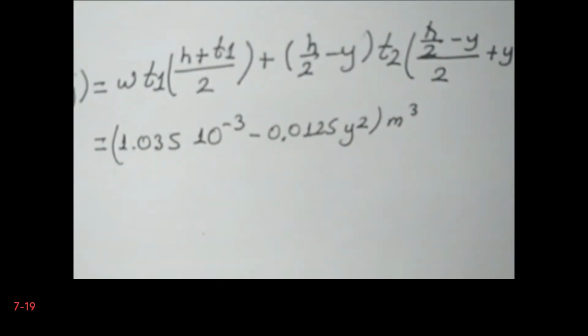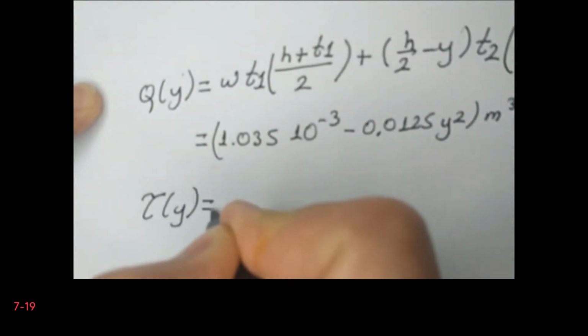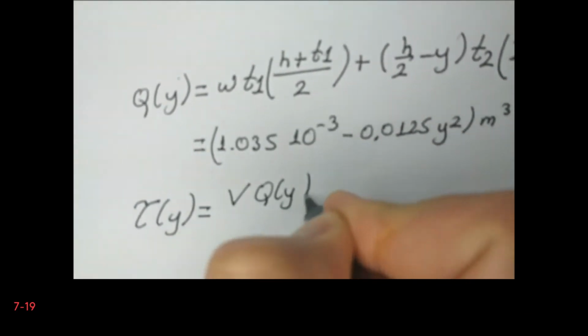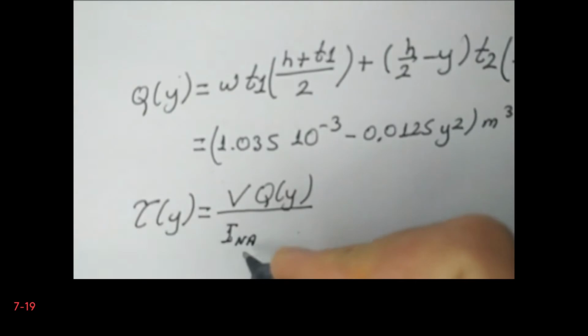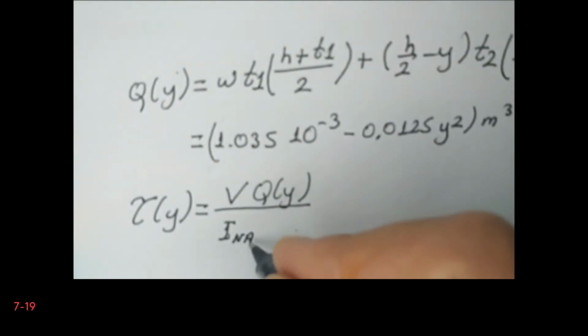So the shear stress distribution is tau as a function of y. It is the shear force multiplied by first moment of the area Q divided by bending moment of inertia, and multiplied by the thickness of the web, because we are asked for the force carried by the web. So it is T2.